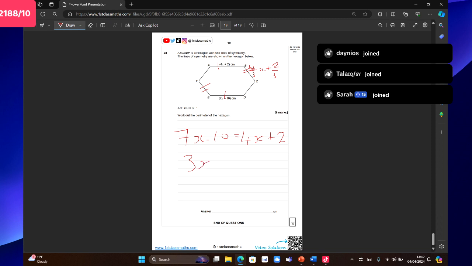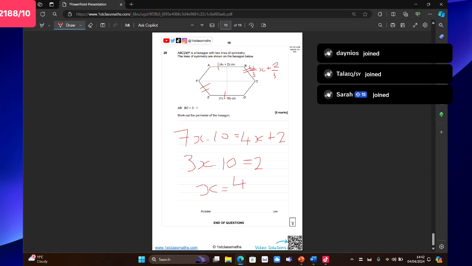So 3x minus 10 is equal to 2, sorry. Okay. Adding 10 to both sides and then dividing by 3, we get that x is equal to 4. So x is equal to 4.